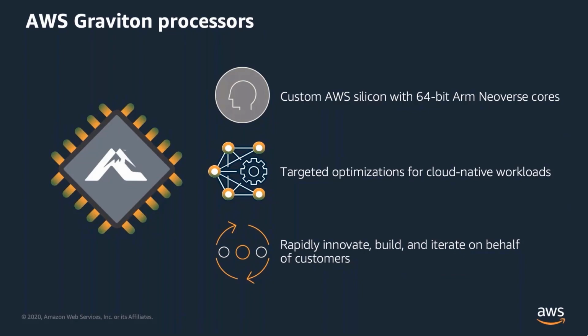So AWS Graviton processors are custom AWS silicon built on 64-bit ARM Neoverse cores, but with custom designed silicon by AWS. This is targeted with optimization specifically for cloud-native workloads based on AWS's history of running a multitude of workloads in the cloud over decades. This also allows us to rapidly innovate, build, and iterate on behalf of you, our customers.